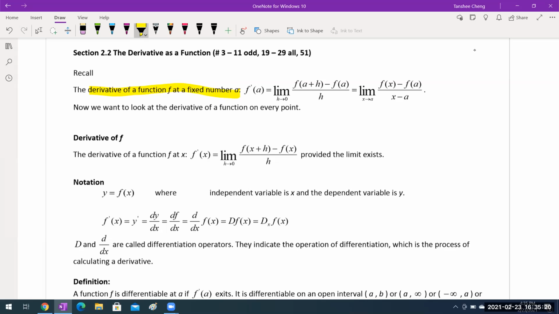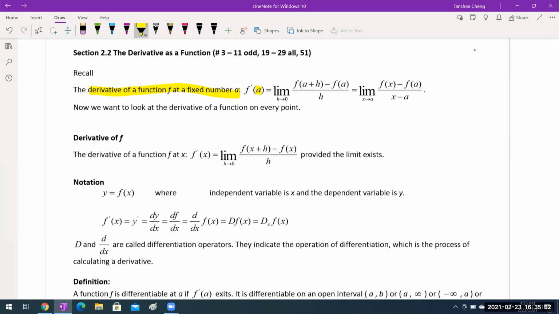Which is denoted f prime of a, equal to the limit as h approaches 0 of f of a plus h minus f of a over h. Now we want to look at, instead of one particular point, what happens everywhere. So the only thing that's going to change is that instead of a specific number a, we will have a variable.